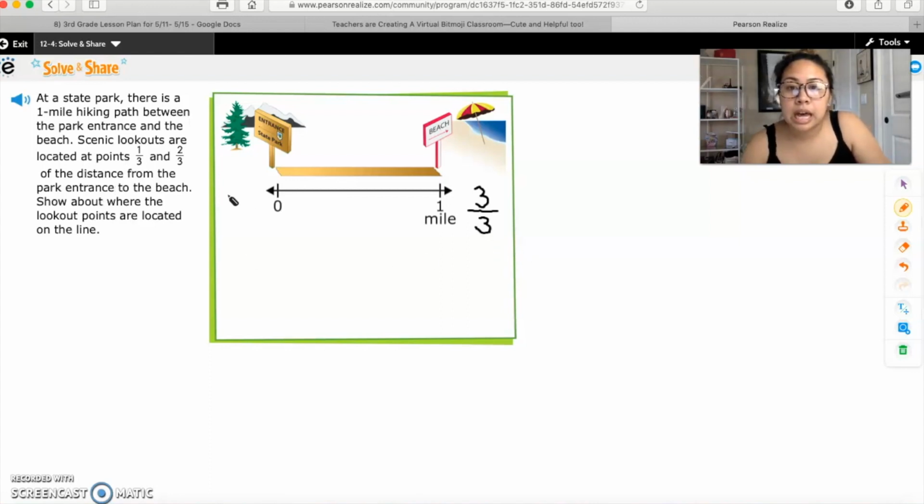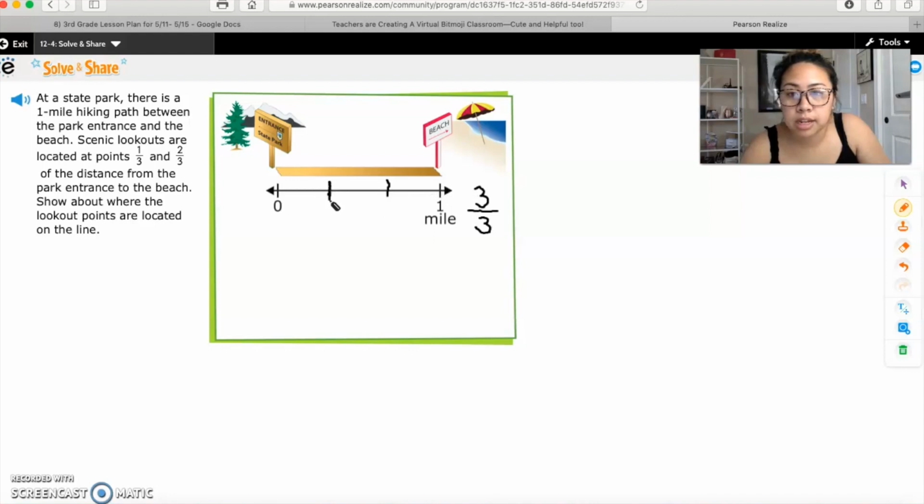So you need to cut this line to show where 1/3 would be and where 2/3 would be. So this whole thing makes up 3/3. So we need to cut this into 3 lines. So let's say about here. So that means this section will be 1/3. The middle section will be 2/3. And then this last section will be 3/3.